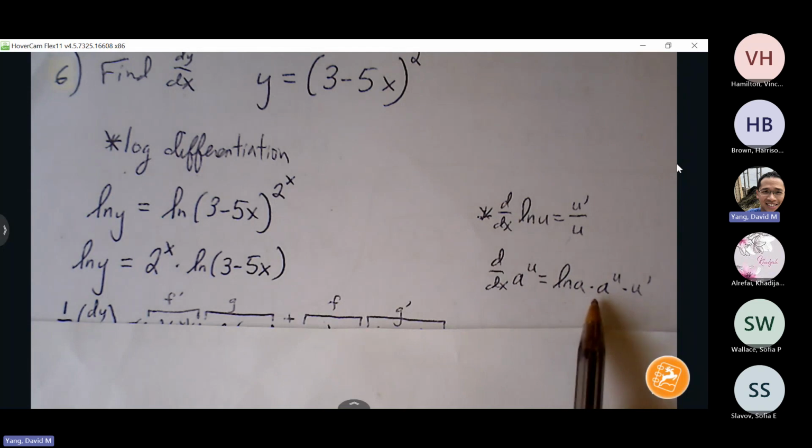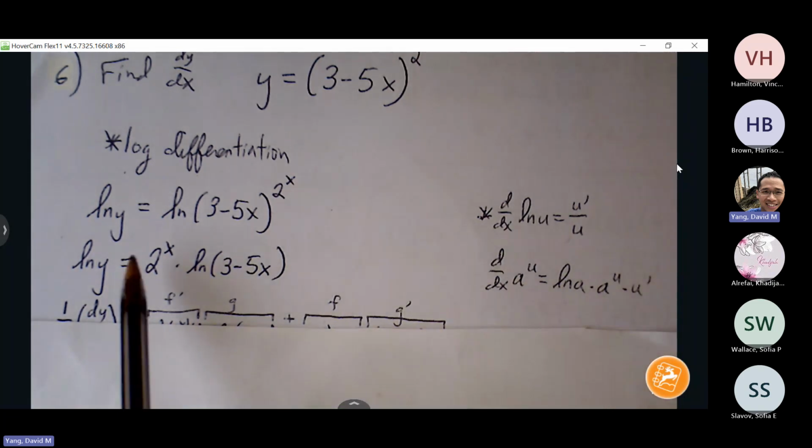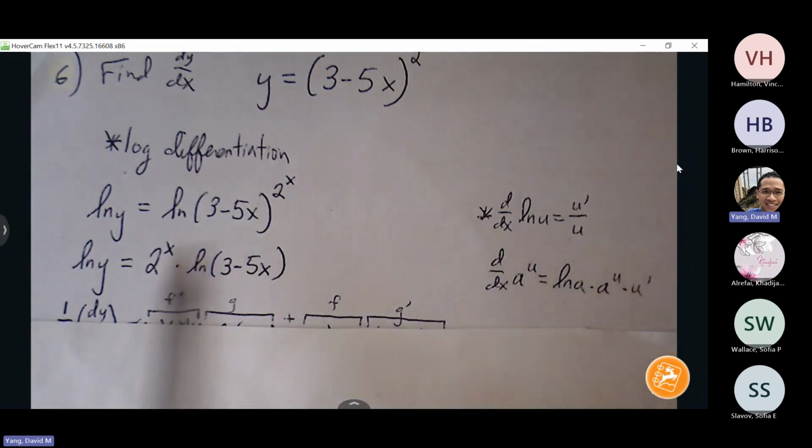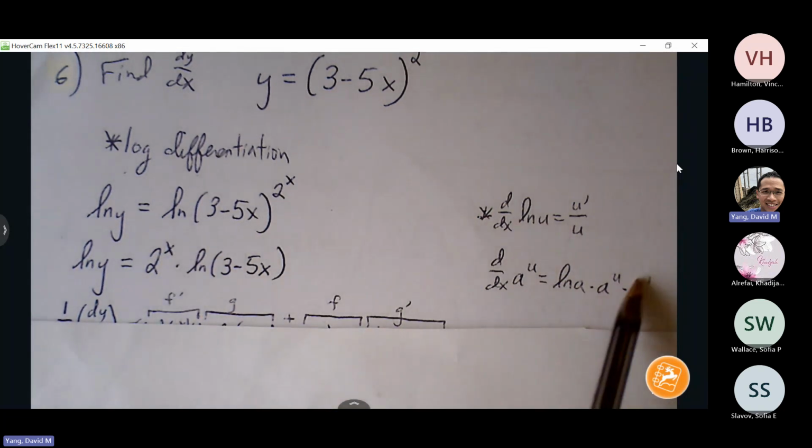Natural log of 2 times 2 to the x times x. Well, what's x's derivative? 1. Yep. So if this was a more complicated exponent, then you have to make sure you do the derivative of that exponent over here in this space.